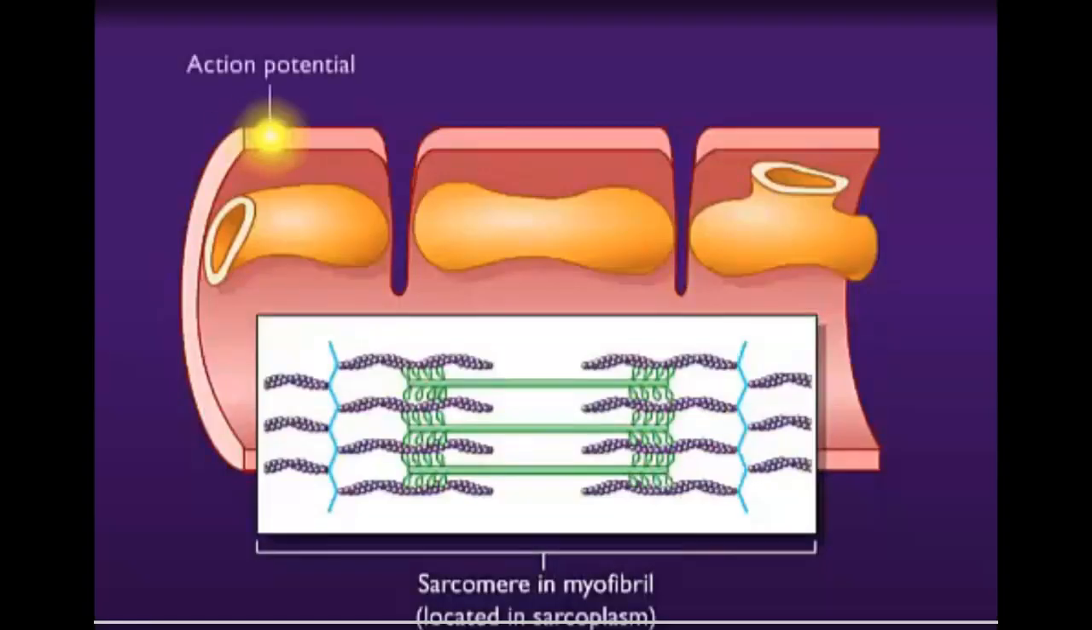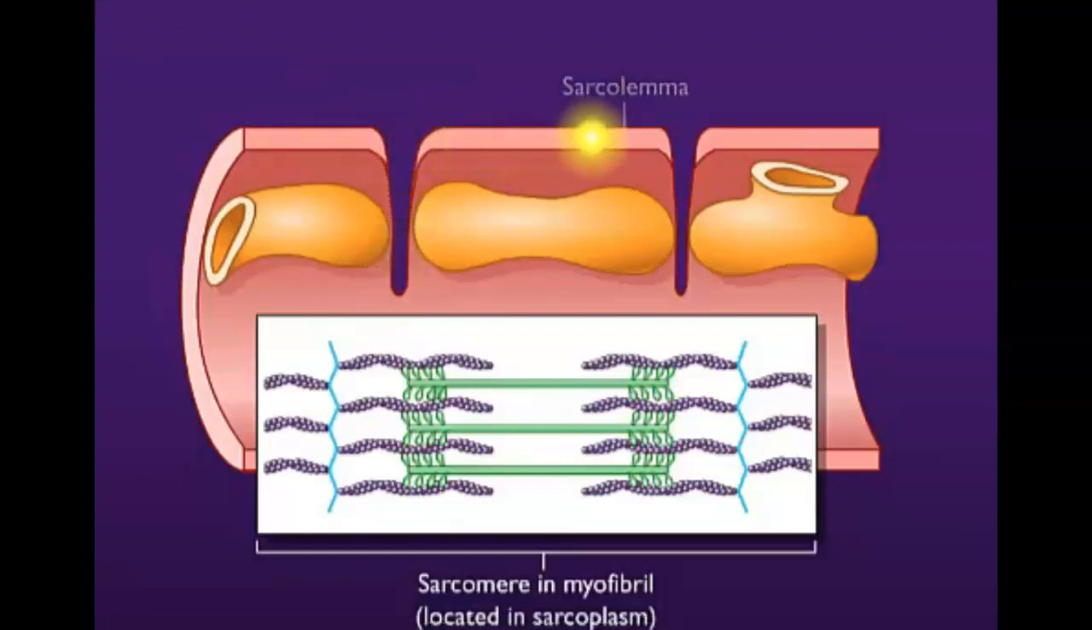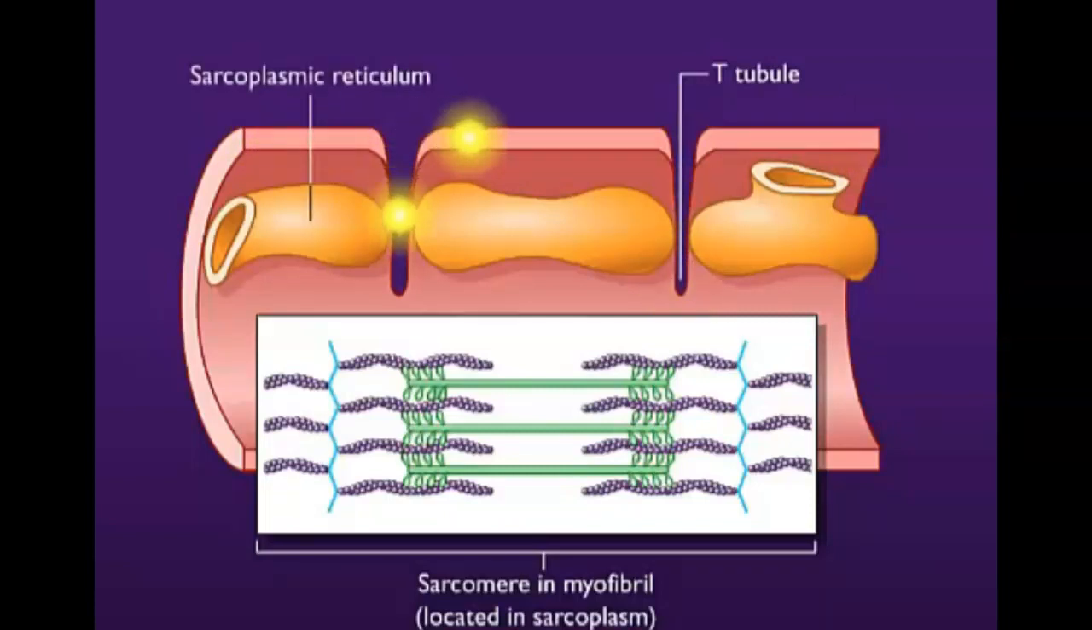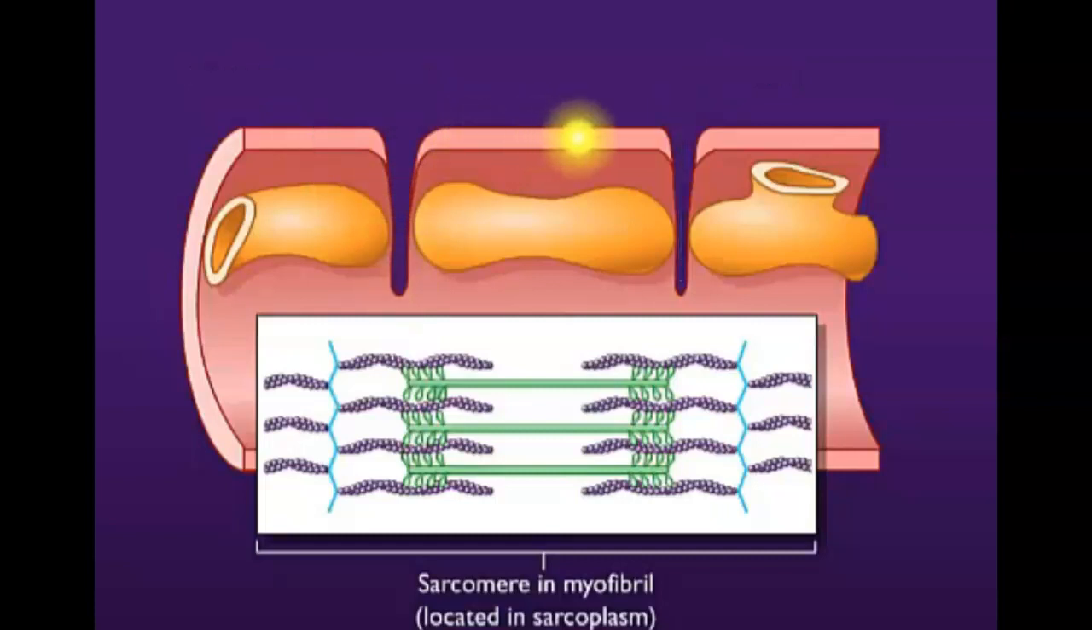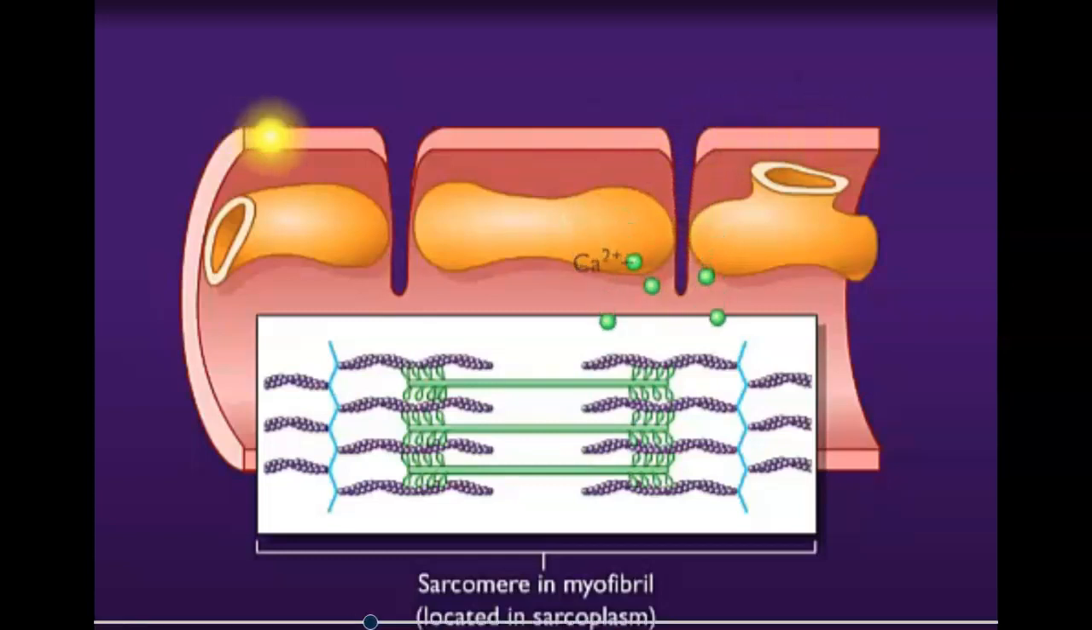An action potential introduced at the neuromuscular junction is propagated along the sarcolemma of the skeletal muscle. At the T-tubule, the action potential is propagated on the T-tubule membrane into the interior of the muscle cell near the ends of the sarcoplasmic reticulum. The depolarization of the T-tubule membrane causes nearby voltage-gated calcium ion channels on the sarcoplasmic reticulum to open.